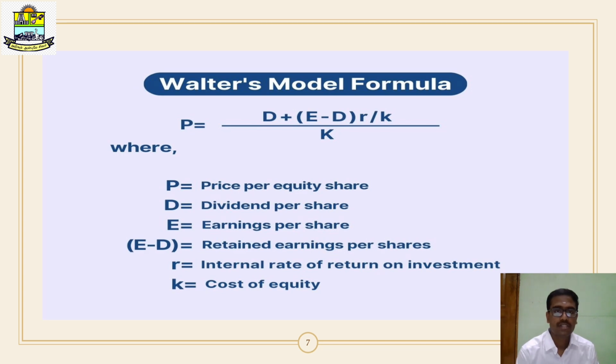Now we define the Walter's model formula. P is equal to D plus E minus D into R divided by K, the whole divided by K, where P is equal to price per equity share, also known as market price. D is equal to dividend per share, E is equal to earnings per share, E minus D is equal to retained earnings per share, R is equal to internal rate of return on investment, and finally K is equal to cost of equity. Now we move on to the formula applied illustrations.